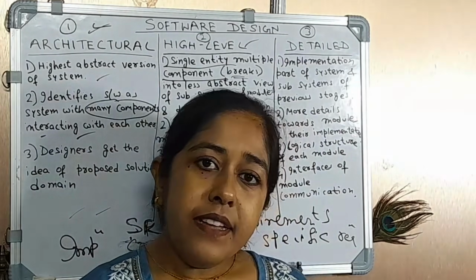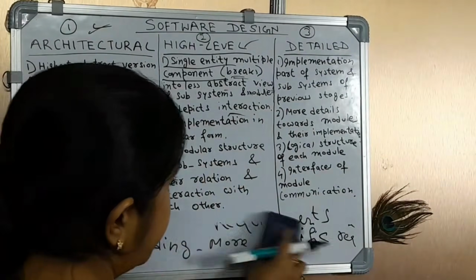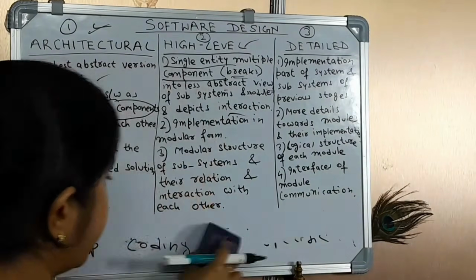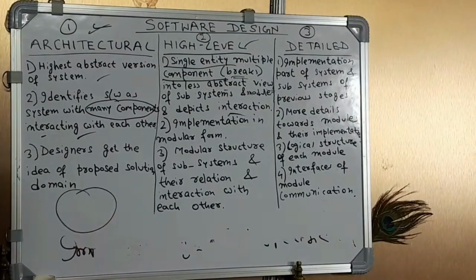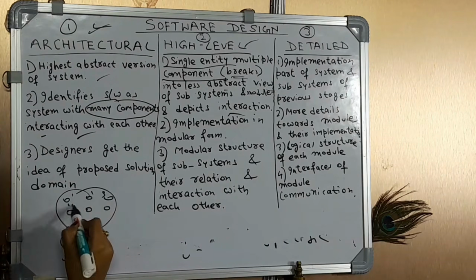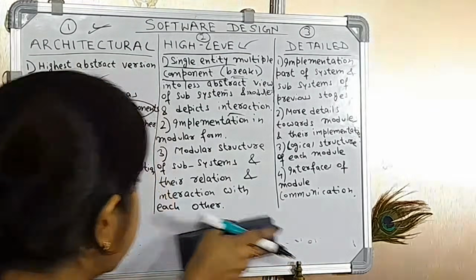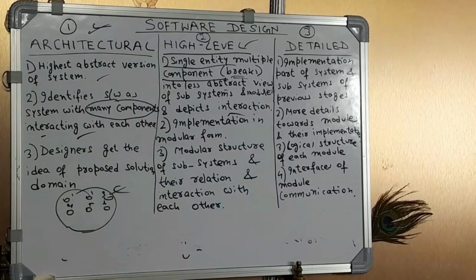Now what is happening there? There was a single entity. In this particular phase, I was having a single entity, and in this single entity there were particular components. These are components 1, 2, 3, 4. These are the particular components which are working inside this system.